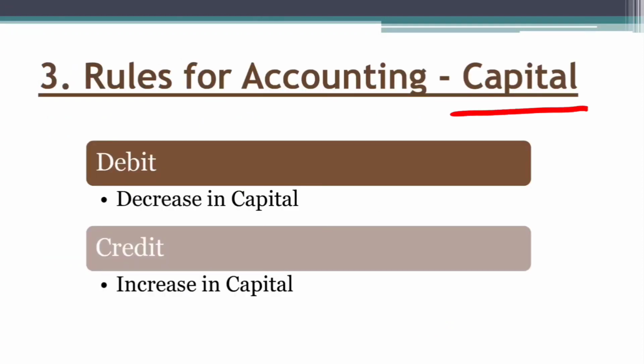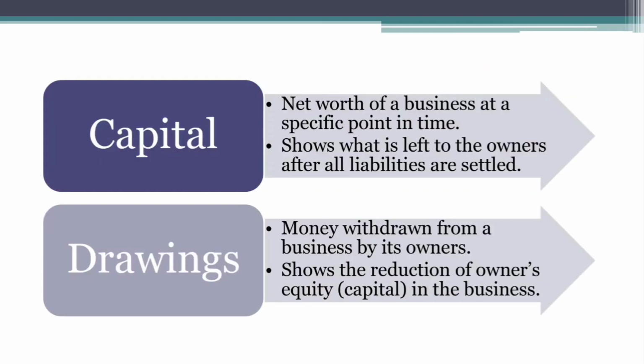Next is the capital. The modern approach says debit a decrease in capital and credit an increase in capital. But before that, let's understand what is capital. Capital means a net worth of a business at a specific point in time. It shows what is left to the owners after all liabilities are settled. We calculate capital by deducting the total amount of liabilities from the total amount of assets.